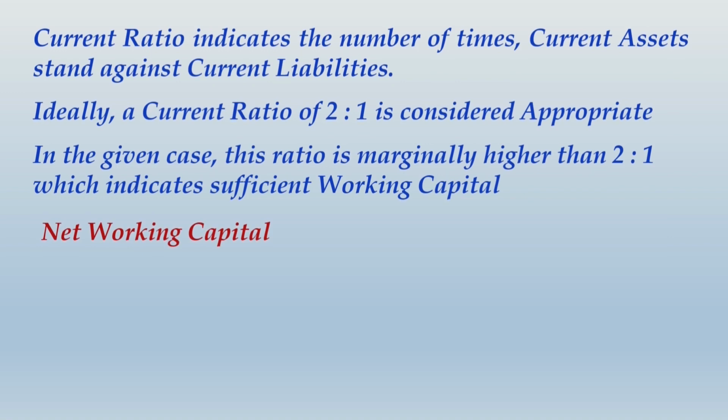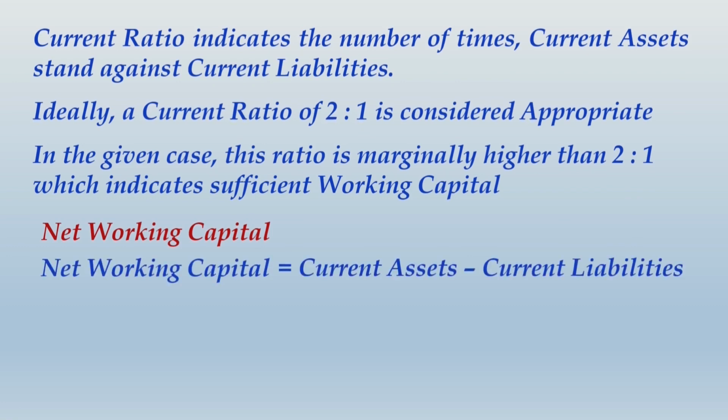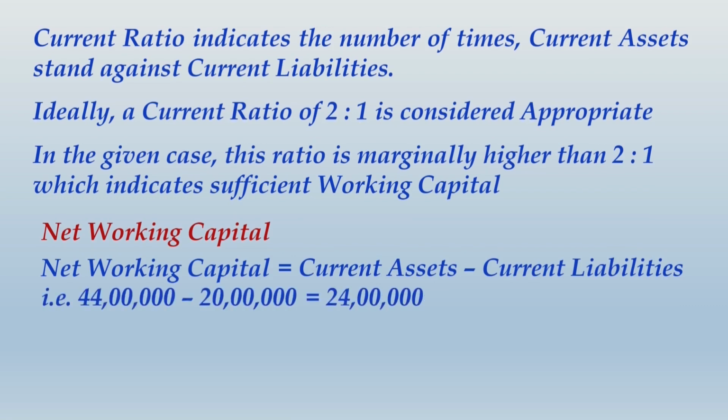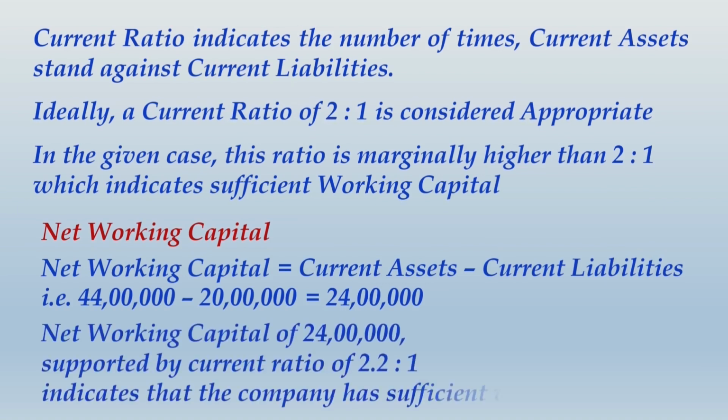Now, I told you linked with this information is the amount of working capital itself. Once again, a caution note, this net working capital is not a ratio, but it is included separately in our analysis anyway. And how is it computed? It is total current assets minus total current liabilities, and that would give you 44 lakhs minus 20 lakhs, that is 24 lakhs. So, net working capital of 24 lakhs supported by current ratio of 2.2:1 indicates that the company has sufficient working capital.